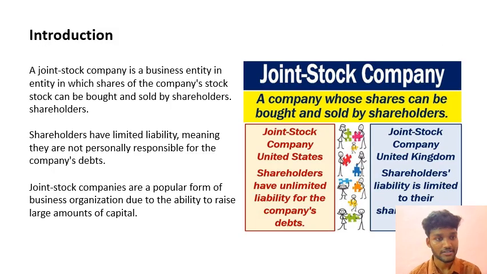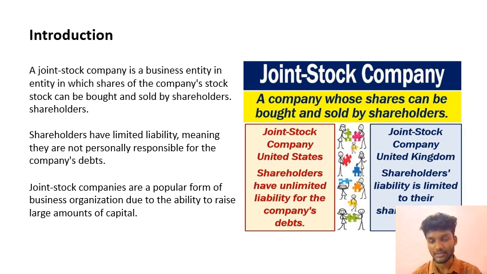Let's start with an introduction of the joint stock company. Let's know the definition of what a joint stock company means. A company whose shares can be bought and sold by shareholders. A joint stock company is a business entity in which shares of the company stock can be bought and sold by shareholders. Shareholders have a limited liability, meaning they are not personally responsible for the company debts.